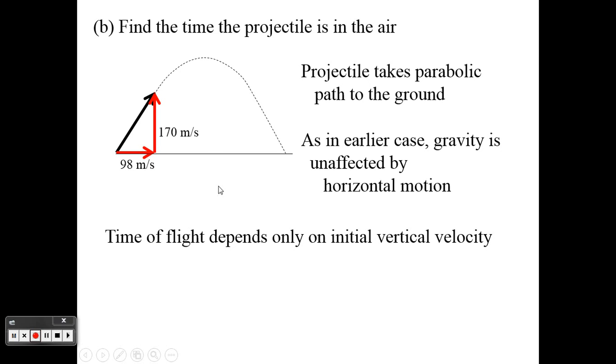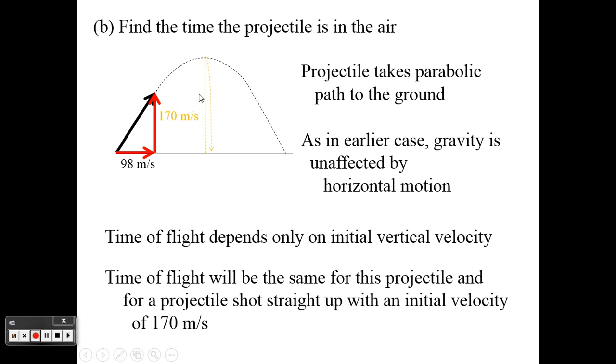So it is as if we shot an object straight up with a velocity of 170 meters per second. The times of flight for an object that travels this path and for an object that travels straight up with the same initial vertical velocity will be equal. We're going to take advantage of that fact. Instead of calculating this time of flight, which would be hard, let's calculate the time to go straight up and come back down. We've done that before.